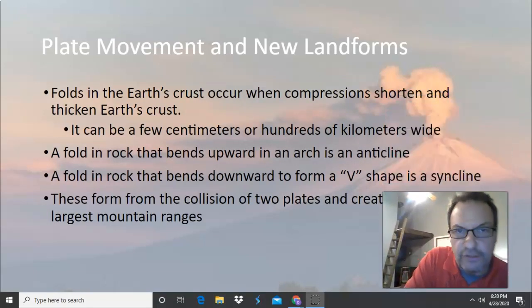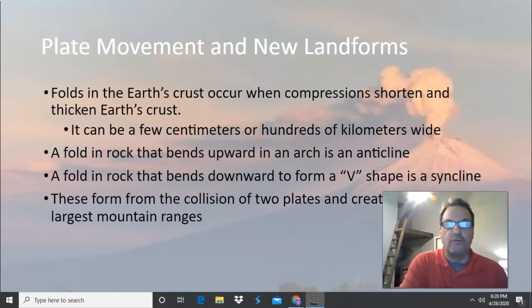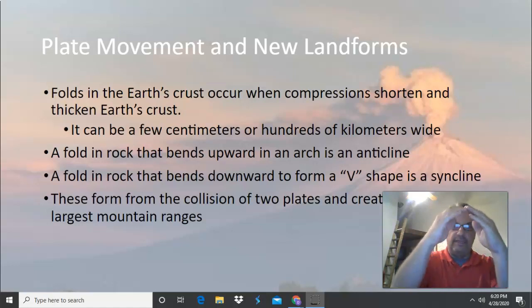Okay, folds in Earth's crust occur when compressions shorten and thicken Earth's crust. If things are pushed together, they're going to get shorter and they're going to get thicker. So these folds are happening at a convergent boundary. It can be a few centimeters or hundreds of kilometers wide. A fold in a rock that bends upward is called an anticline. That's an arch that is called an anticline.